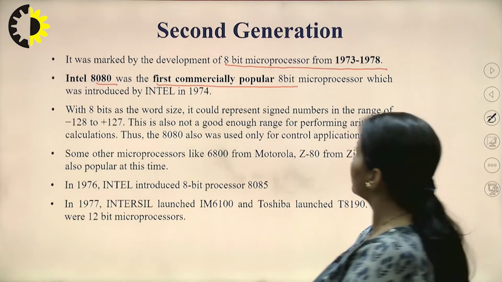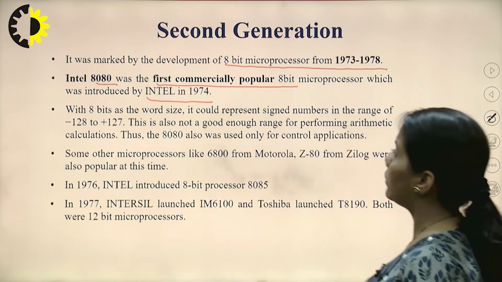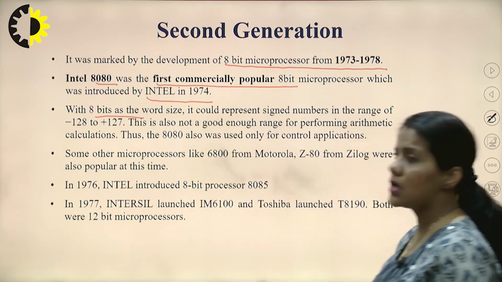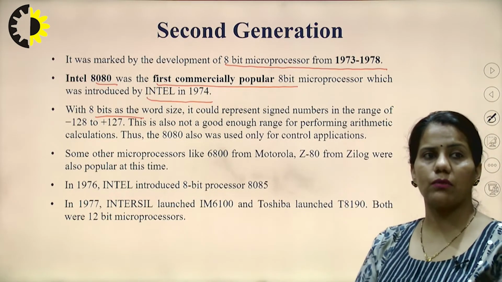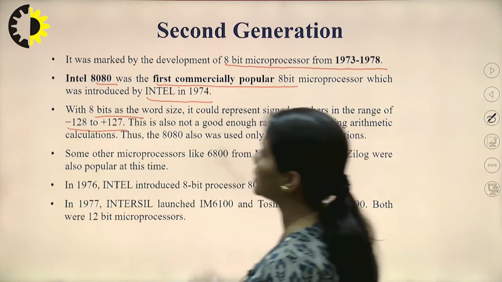And it was introduced by Intel in 1974. With 8 bits as the word size, yes, the size of this microprocessor is 8 bits. It could represent the signed numbers in the range of -128 to +127. So this was the range.